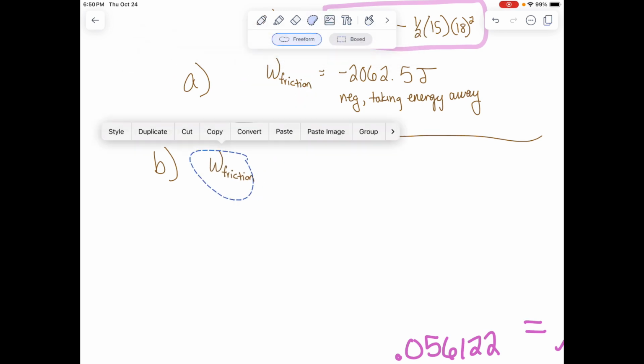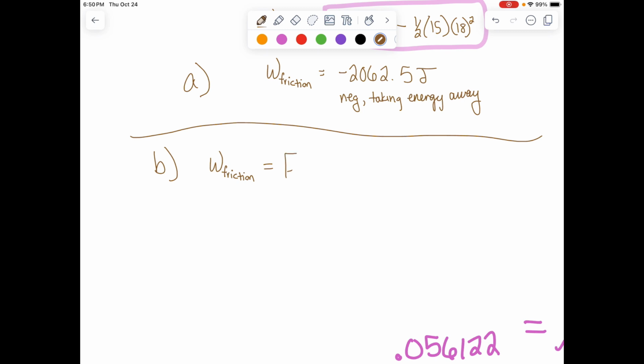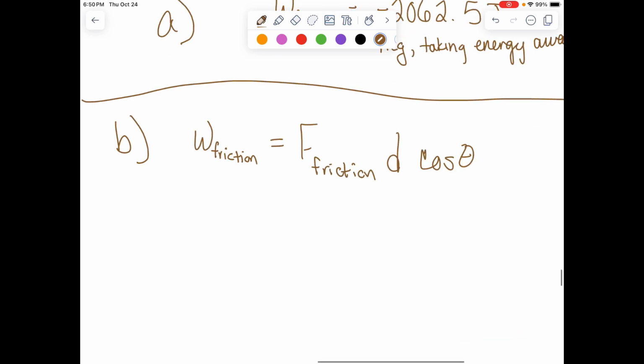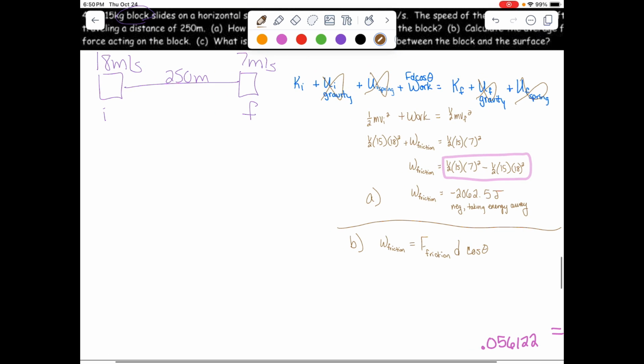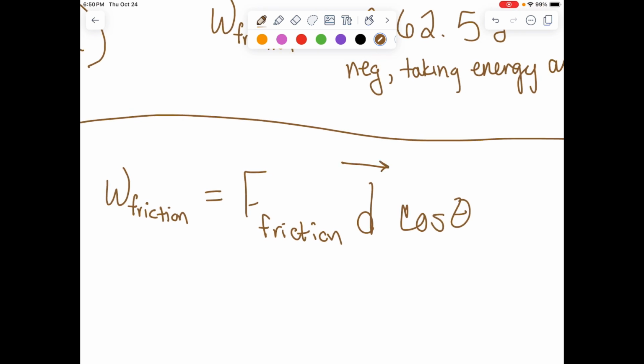work equals, any work will always equal the force of that item times the distance the object moves, cosine of the angle between them. Cosine? Okay, question. Why not sine or tangent? In our picture, which way is the distance? It's moving from left to right. Okay, so here's the distance. How would friction oppose that? To the left.